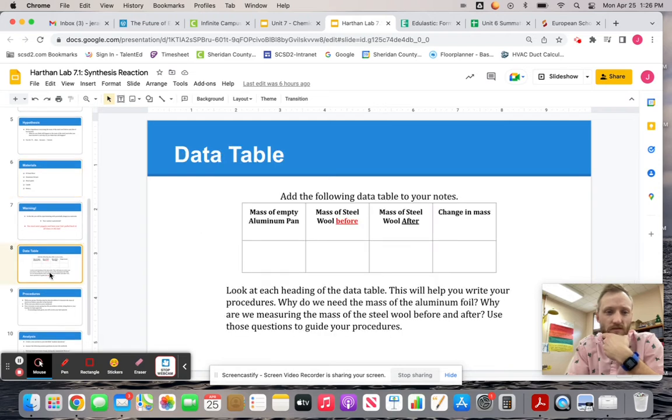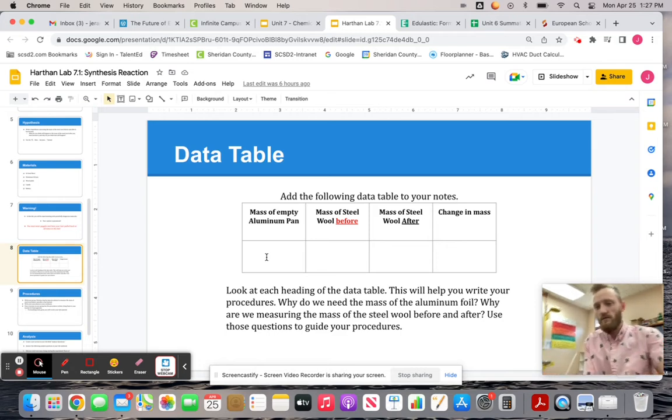Okay. So now, our data table. What we have here is the mass of our aluminum foil, and then the mass of the steel wool. The reason we have this here is that when we burn this, we're not going to be able to take that steel wool and put it back on the balance. It's going to get all goofed up. So we want the mass of our aluminum foil because that allows us to separate it and subtract it from the total mass, just leaving us the mass of our steel wool. Okay, so we'll start with that.